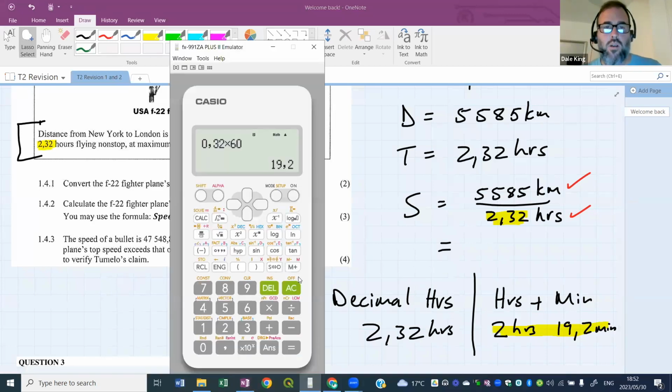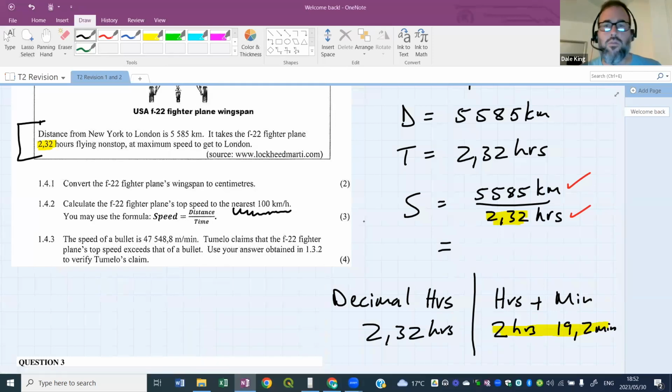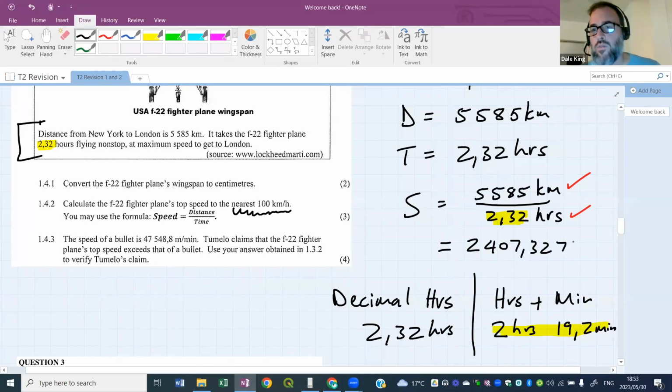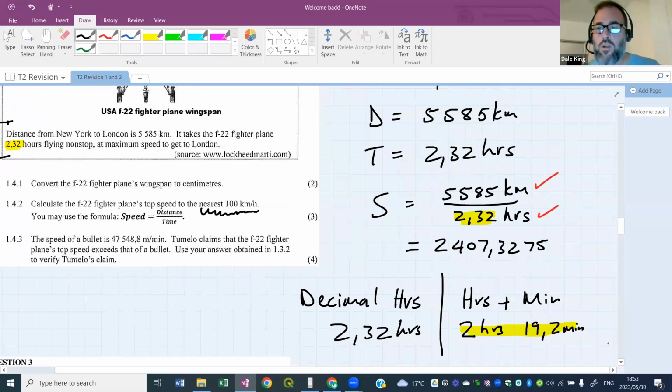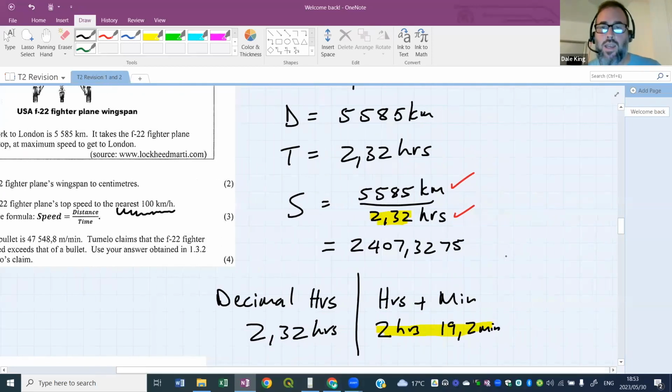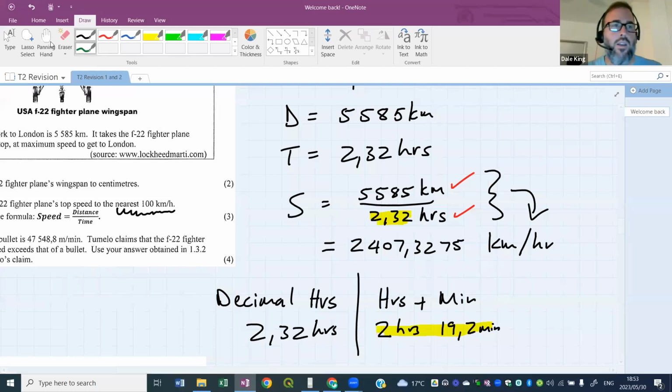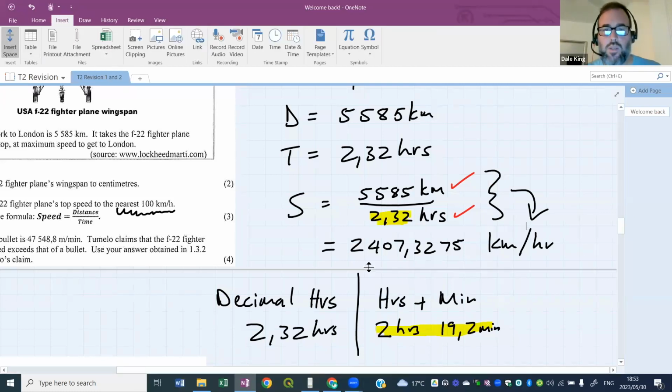Okay, so here is our answer. I'm going to write the whole thing out: 2407,3275. There are more decimals, but I'm not going to write them all out. I just need these ones for now. And this is speed in kilometers per hour. Why in kilometers per hour? Because that's what I put into the formula.